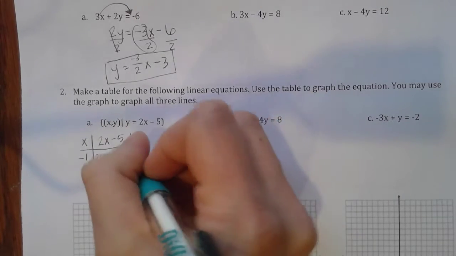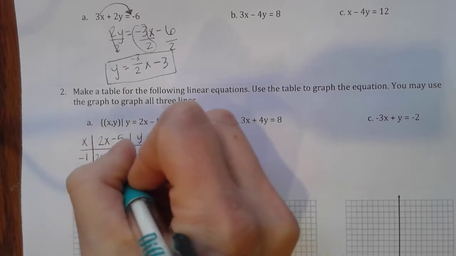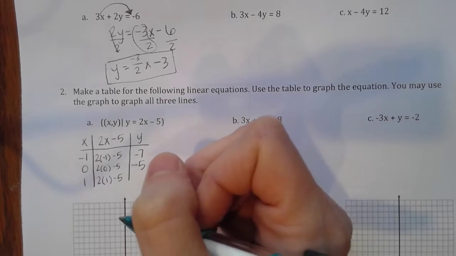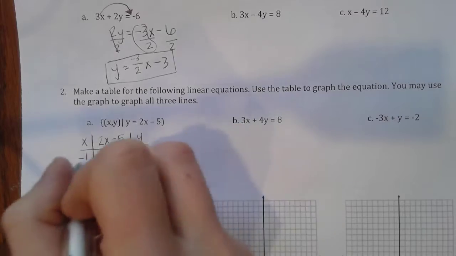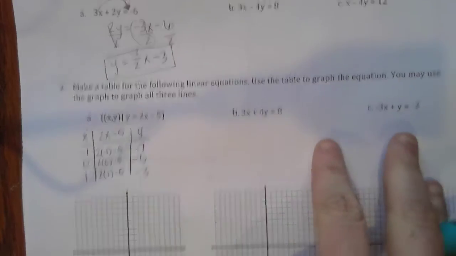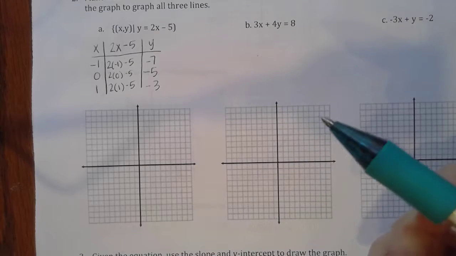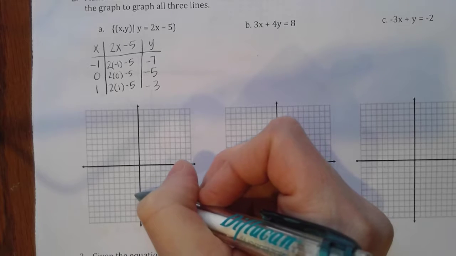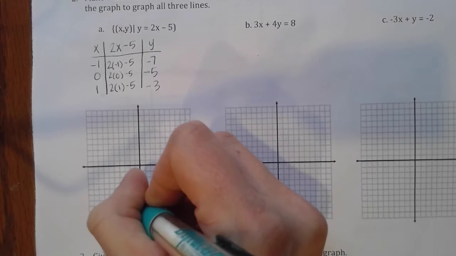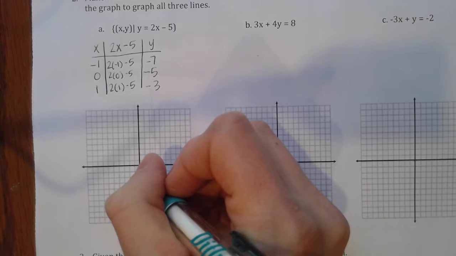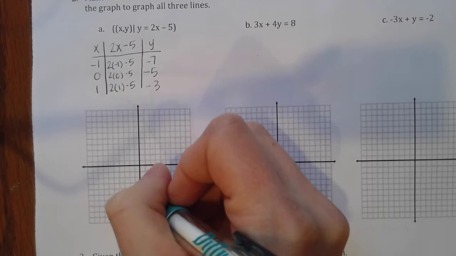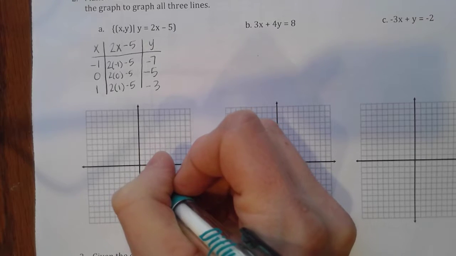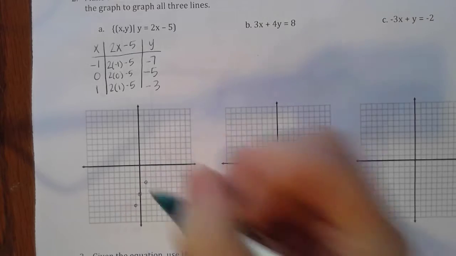So 2 times negative 1 minus 5, negative 7. 2 times 0 minus 5 is 0 minus 5, so that's negative 5. 2 times 1 is 2, minus 5 is negative 3. So I have 3 points right there that I can use to graph the equation. First I have negative 1, negative 7. 1, 2, 3, 4, 5, 6, 7. Then I have 0, negative 5. 1, 2, 3, 4, 5. And then I have 1, negative 3. 1, 2, 3. Okay?